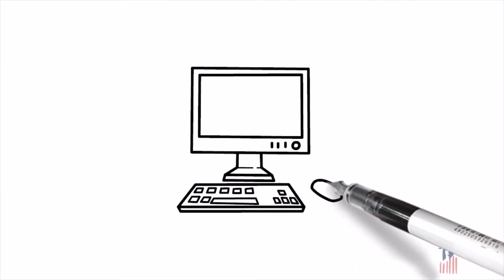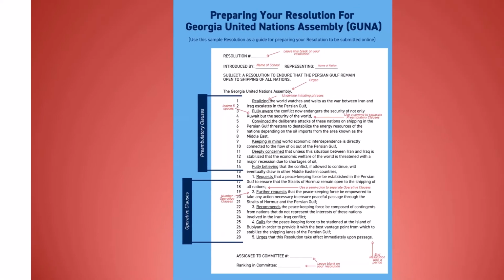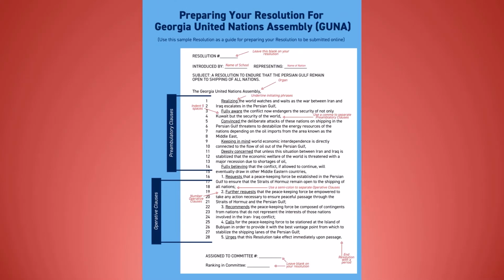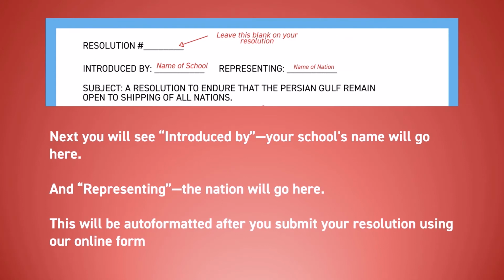Now that you have your subject, we can look at the formatting of the resolution. At the top, you'll see a resolution number. Leave this blank. Our staff will fill this in when we create the resolution book. Next, you will see Introduced by. Your school name will go here. And Representing, the nation will go here. This will be auto-formatted after you submit your resolution using our online form.